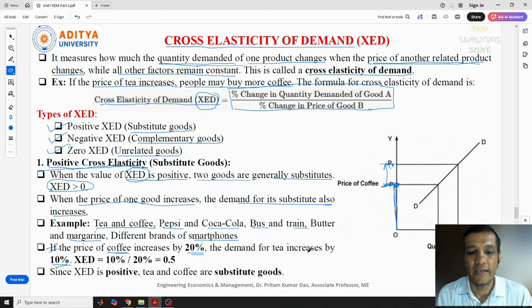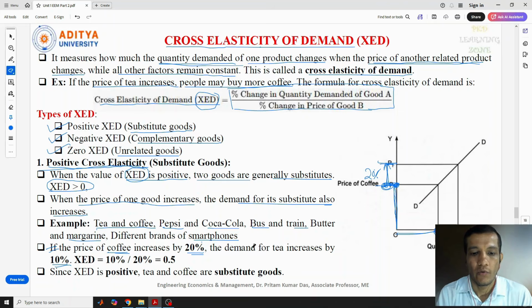The demand for tea increased by 10%. When the price of coffee is at point P, the demand for tea is at point Q. But when the price of coffee increased from P to P1, say by 20%, simultaneously the quantity of tea increased from Q to Q1 by 10%.